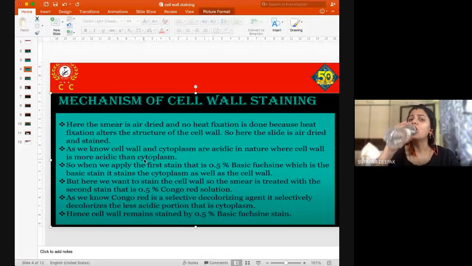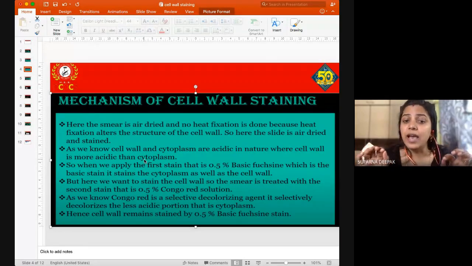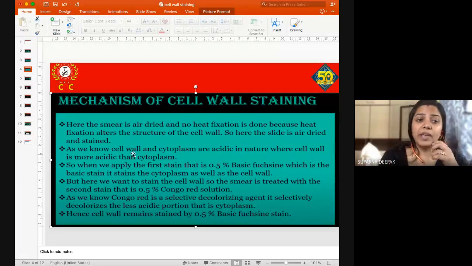So what is happening? First, your cell wall and your cytoplasm both took up this basic fuchsin, which is pink in color. Both have taken that. Then you add your secondary stain, Congo red. But Congo red क्या करेगा? It will only decolorize your cytoplasm. So whatever red or pink color is there is going to be removed from the cytoplasm, but the cell wall will remain as it is. And hence, you can see the cell wall stained with your basic fuchsin. So this is the principle of cell wall staining.